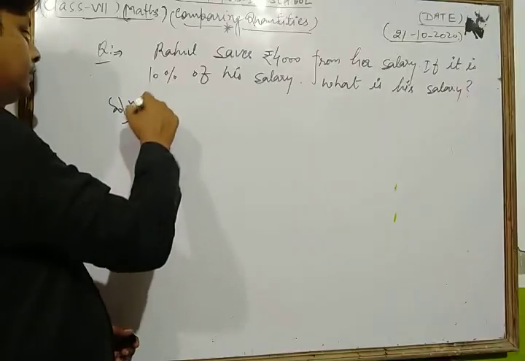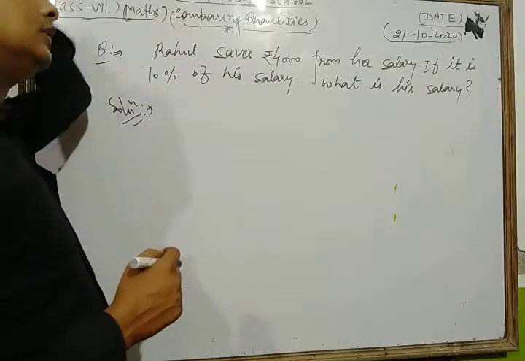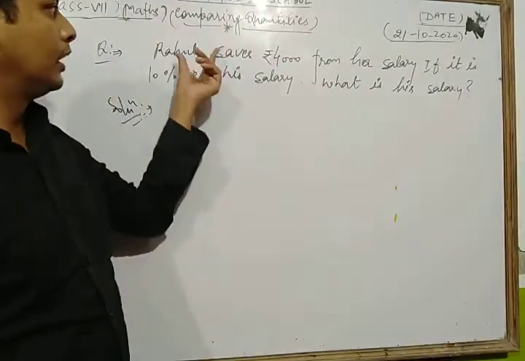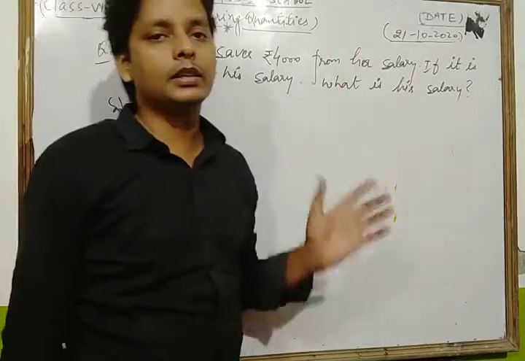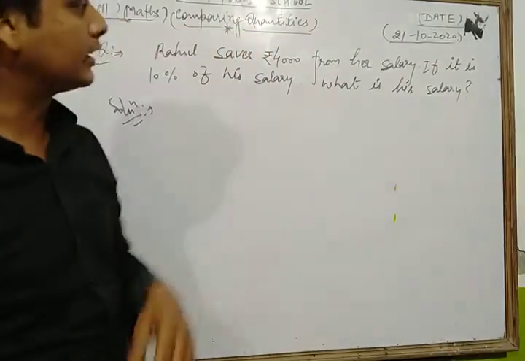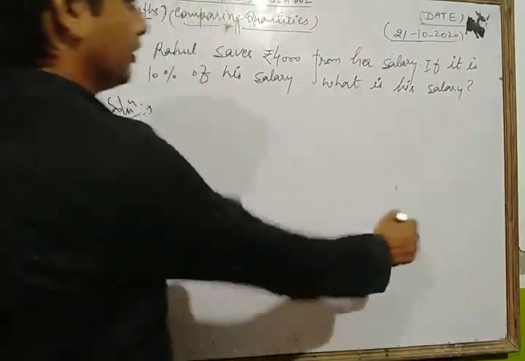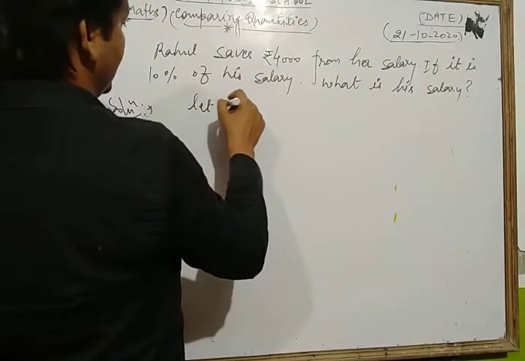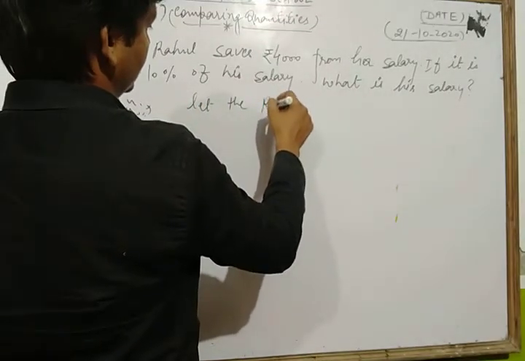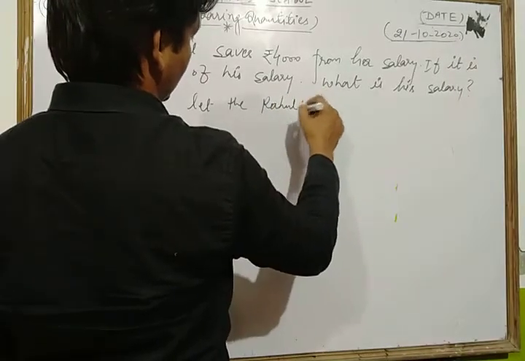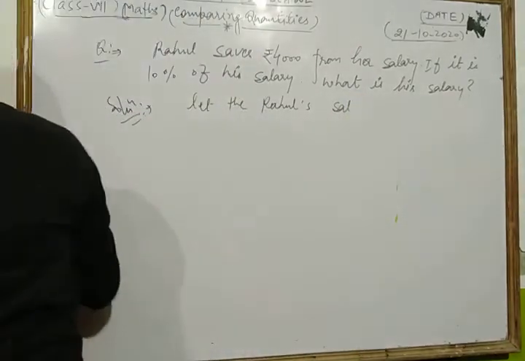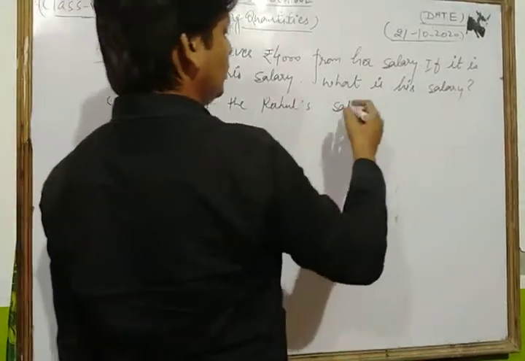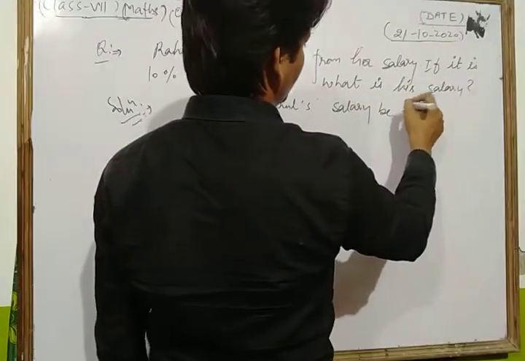This is the question. Let's see its solution. What is the question? Rahul saves 4,000 from his salary. If it is 10% of his salary, what is his salary? Let the Rahul's salary be rupees X.